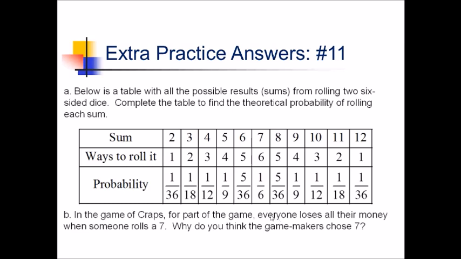Follow-up question. In the game of craps, which they play at casinos, for part of the game, everyone loses all their money when someone rolls a 7. Why do you think the game makers chose 7 to be the money-losing roll for this? Take a look at our table here. So we have the highest probability of rolling a 7. There's more ways to roll a 7 than any other roll. So this is probably why they chose 7 as that number, because they like people to lose their money.